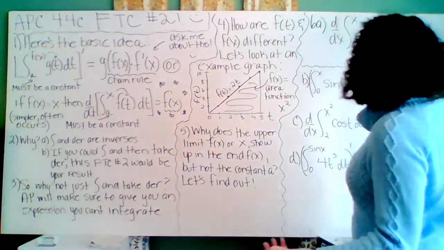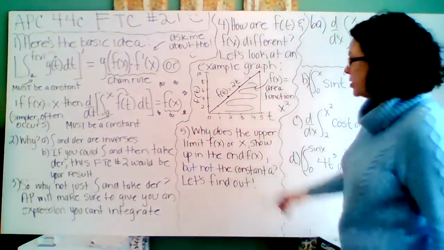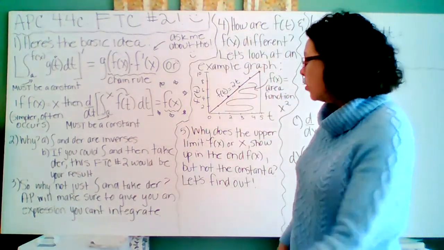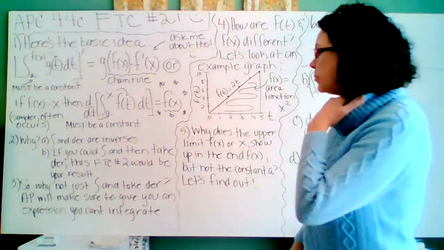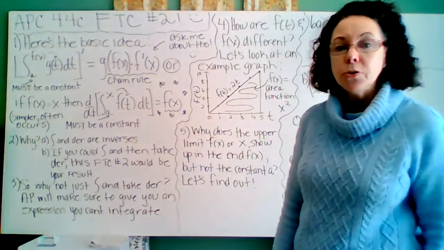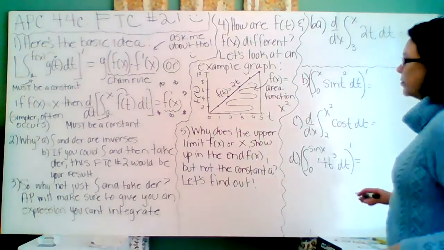We will take the integral and then the derivative, and you'll see that we get 2x left, which is what this rule says we should get. So we've already covered number 3. So why not just integrate and take the derivative? AP will make sure that you have an expression you do not know how to integrate. Now, let's take a look at number 4.